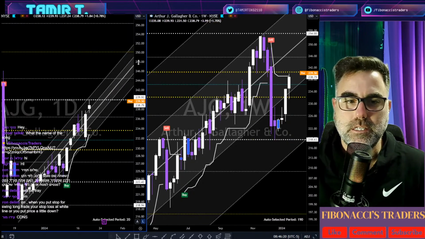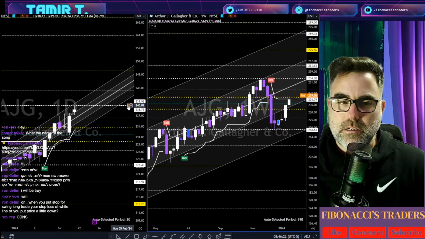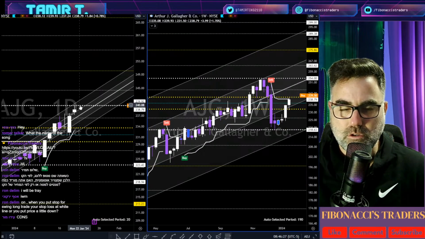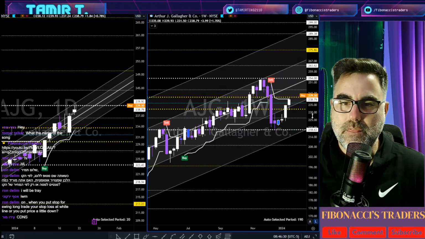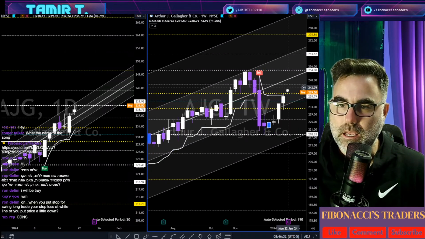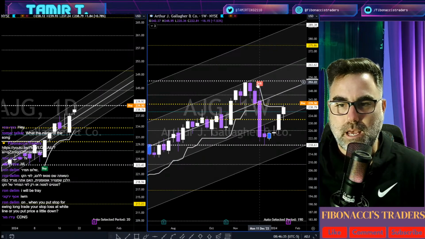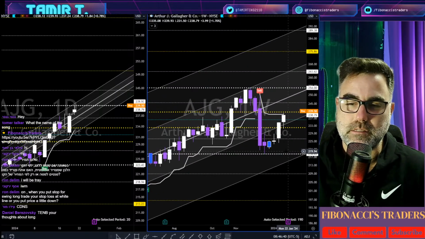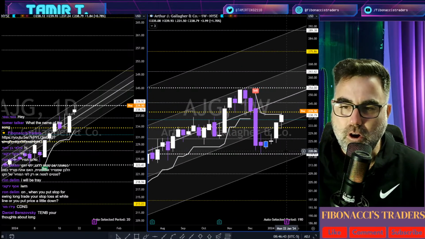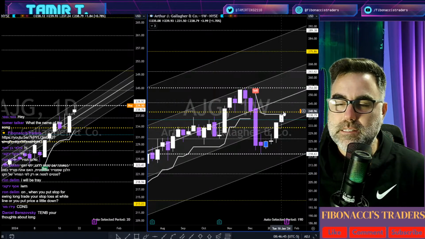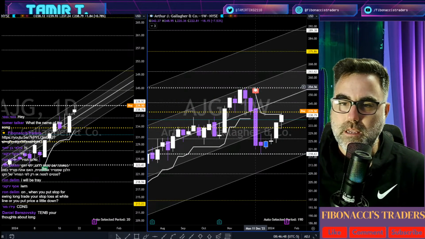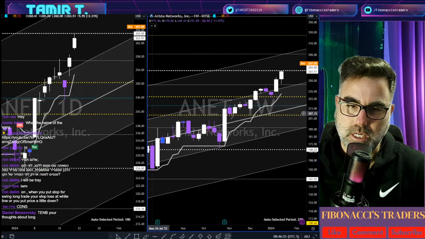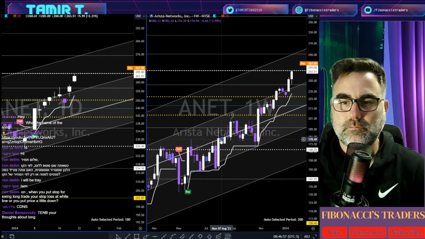AJG, same thing. Buy signal on the weekly, but because we closed with a doji below a Fibonacci level on the weekly, on the daily, and the weekly, we are still inside the yellow zone. This is why we are still under a sell signal on the weekly. Doesn't mean we need to go short. It just means patience, no FOMO, wait for a break above this yellow zone on the weekly, and then you will see buy signal on the weekly, buy signal on the daily, and you are good to go. AJG long.